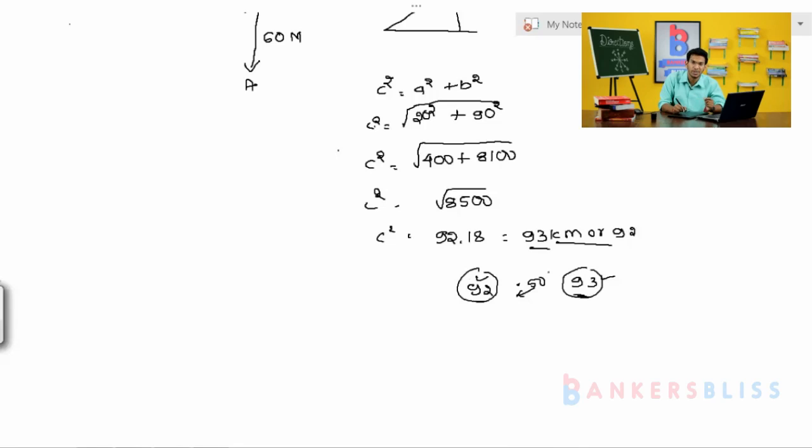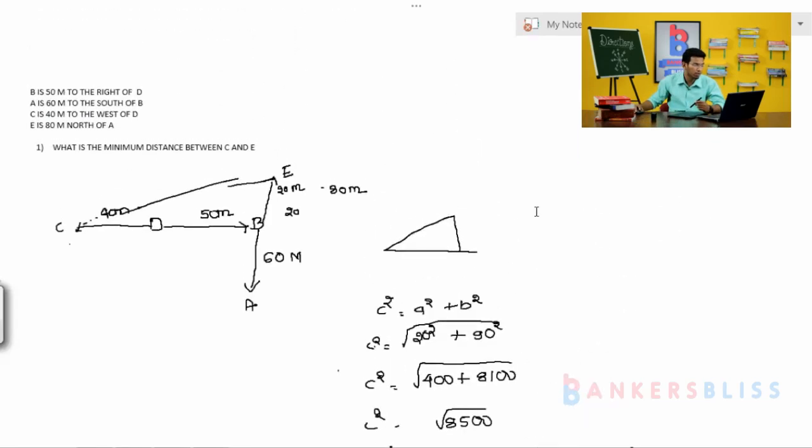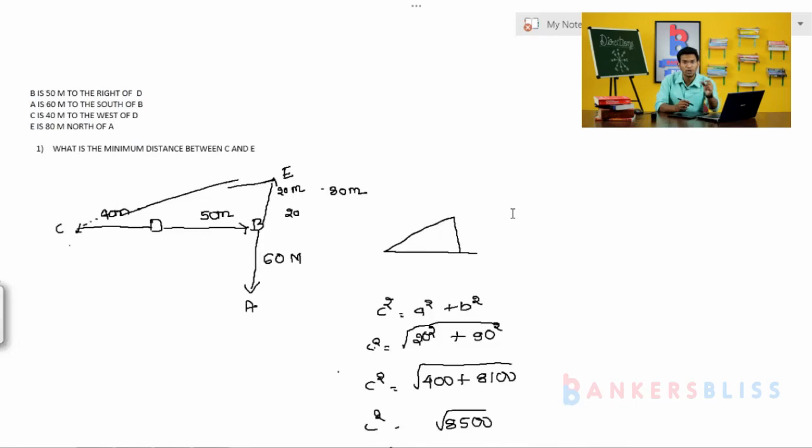Only one option will be given, don't worry guys, but we have to be careful. In this type of problem, when they are asking for the starting point to the ending point or the minimum distance, we just apply the formula: c square is equal to a square plus b square. Why are we applying it? Because we are identifying the distance between the starting point and the ending point. Is it clear? That's it, guys.